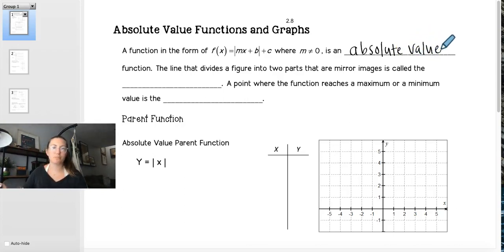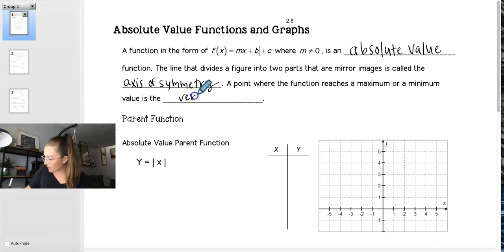The line that divides the figure into two parts that are mirror images is called the axis of symmetry. A point where the function reaches a maximum or a minimum value is the vertex.